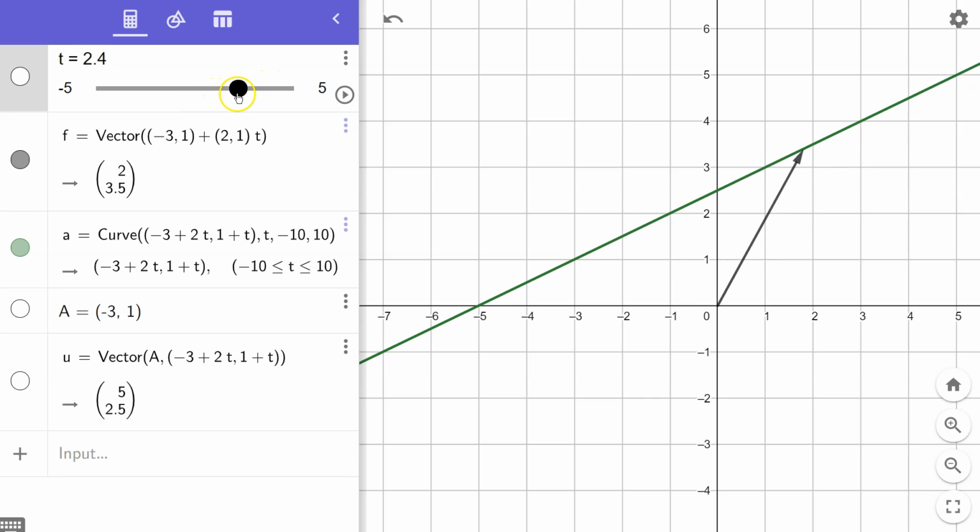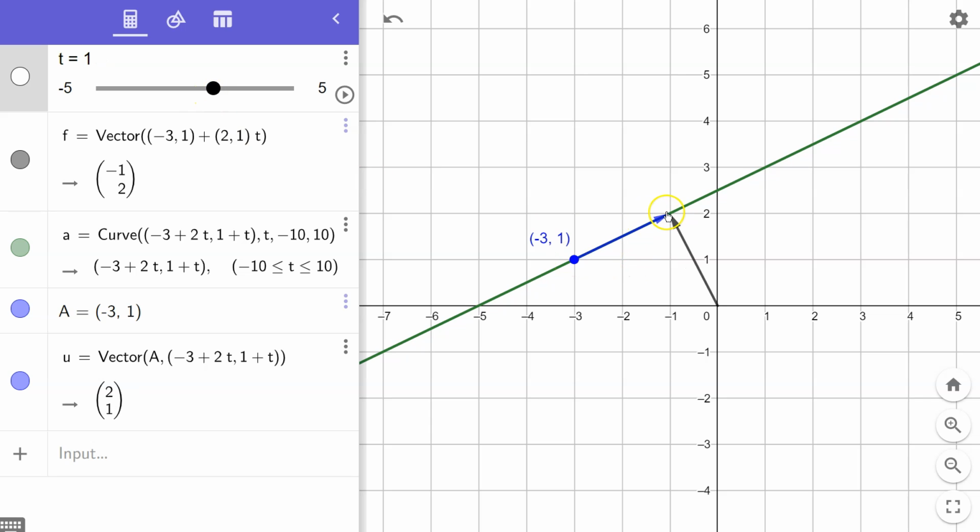Now, what is this green line? Well, we can see this green line as being this point, negative 3, 1, which we can view as the origin of my vector. So this is going to be the blue point here. Now I'm going to add another vector to this blue point, and my vector is going to be a multiple of this blue vector here.